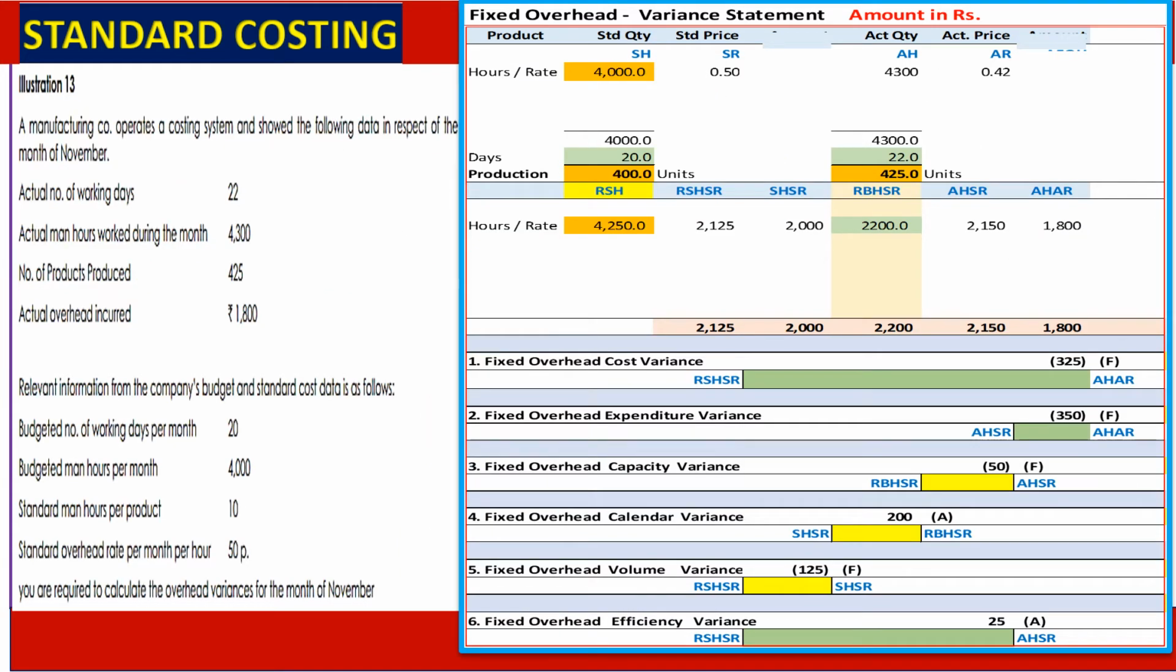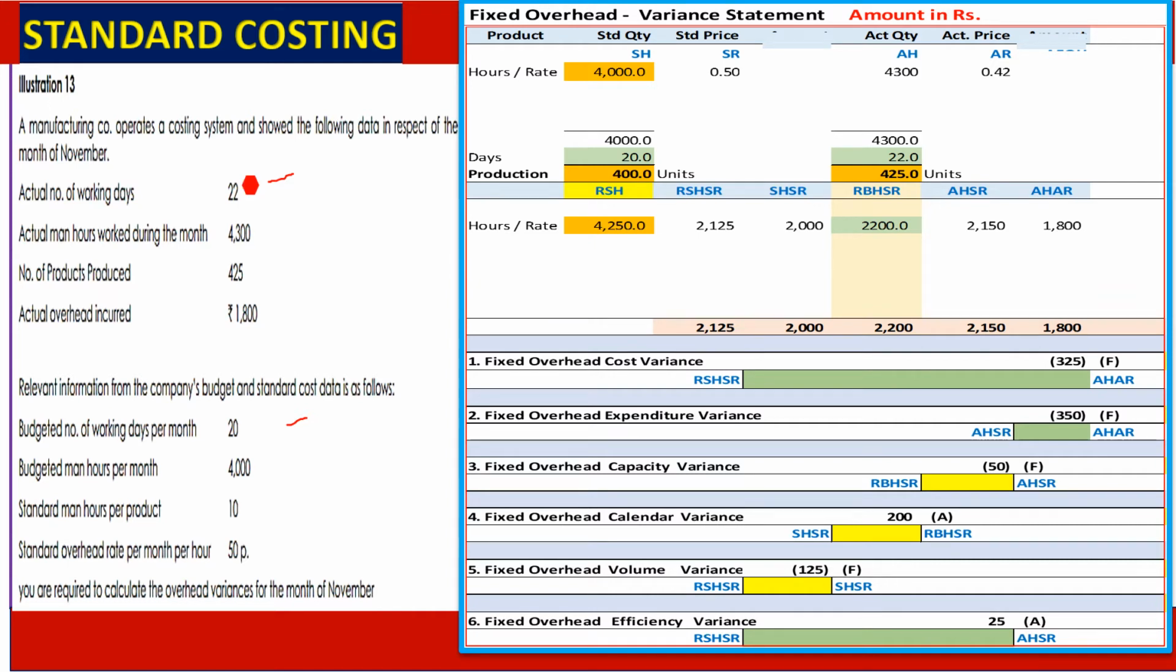We are taking the second illustration wherein we have got actual days and budgeted days, wherein we will get calendar variance. This point you need to note. Let us take it up.